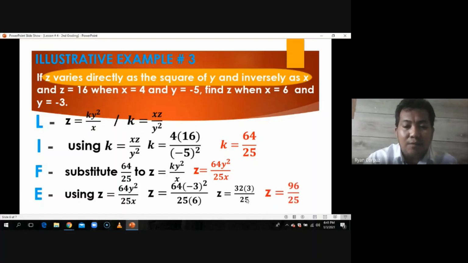So that 96 over 25, again, 96 is not exactly divisible by 25, and even though it is written in improper form, we already accept that as an answer because there are no common factors anymore other than 1 na pwede natin magamit in order for us to reduce that into its simplest form. So that means it's already the simplest form of it. So that's why we already accepted that as an answer. So the value of z is equal to 96 over 25. So that's how we answer example number 3.